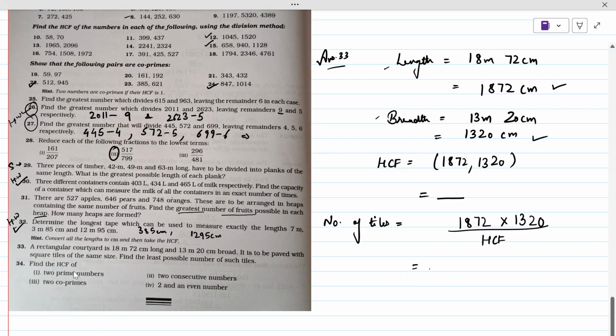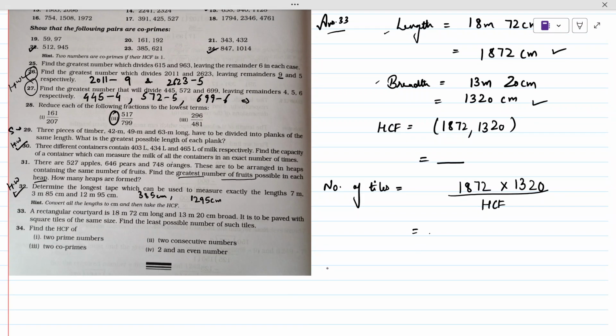Next, find the HCF of two prime numbers. So kids, we know that if we have two prime numbers, let me do this here. Answer 34, A part. Two prime numbers. I'm taking 2 and 3. They are prime numbers. Find their HCF. In two prime numbers, nothing is common except 1. So 3 minus 2 is 1. And then we divide 2 by this 1. We will get 1 as the answer. It will always be 1. Two co-primes, this we have done, this will also be 1.